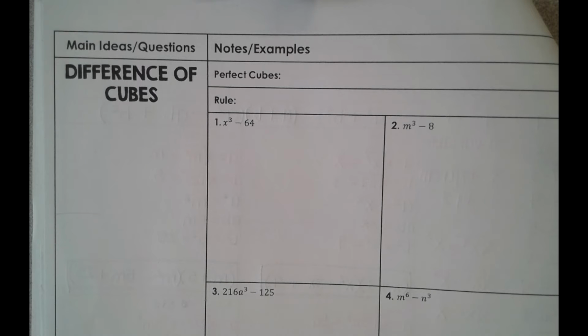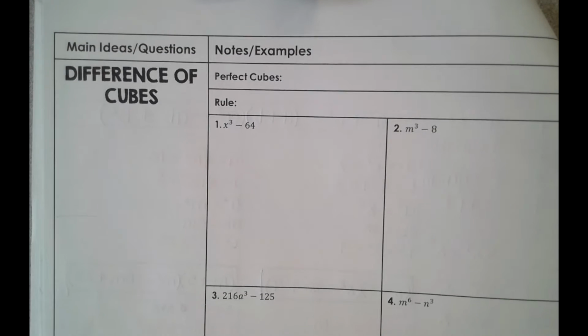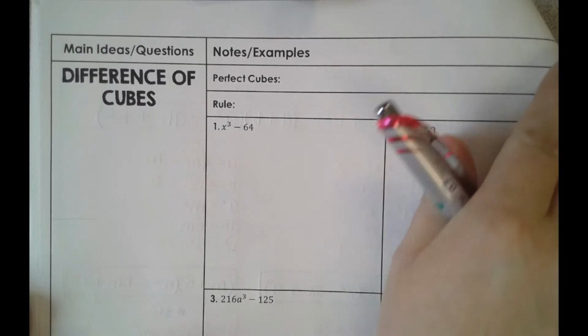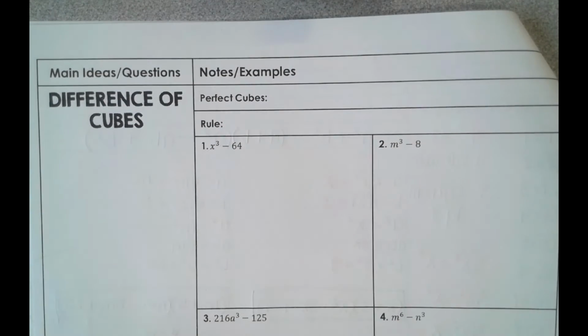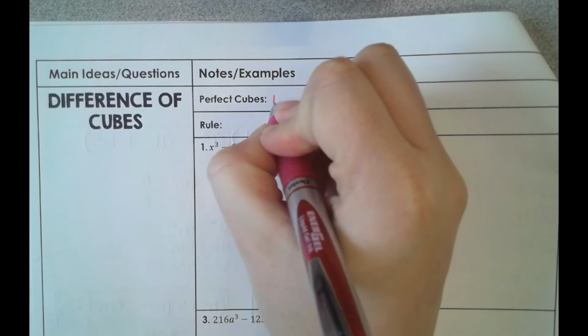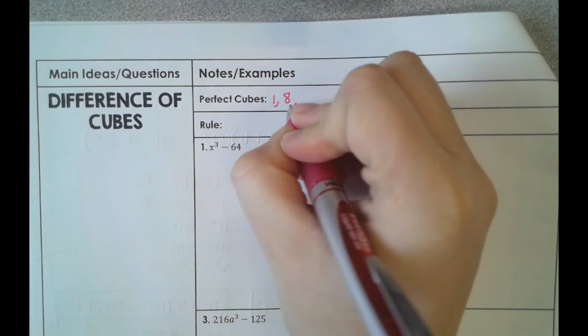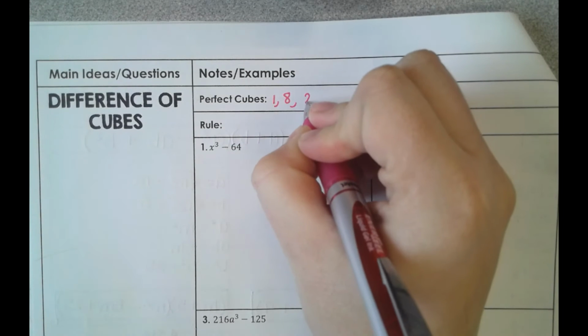All right, so what we learned yesterday was sum of cubes. Sum, S-U-M, means to add. And so that was when we had two perfect cubes with a plus sign in the middle. And we went through a list of like the first 10 perfect cubes, but let's just rewrite those. So we have 1, it's 1 cubed. 2 cubed is 8. 3 cubed is 27.